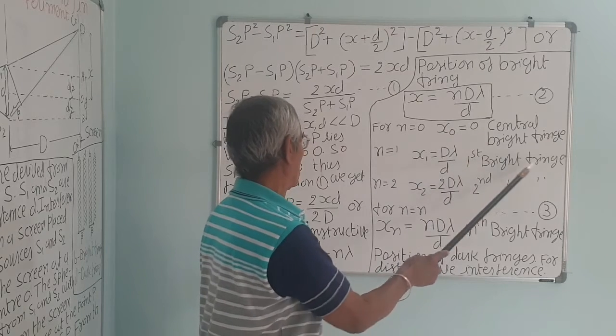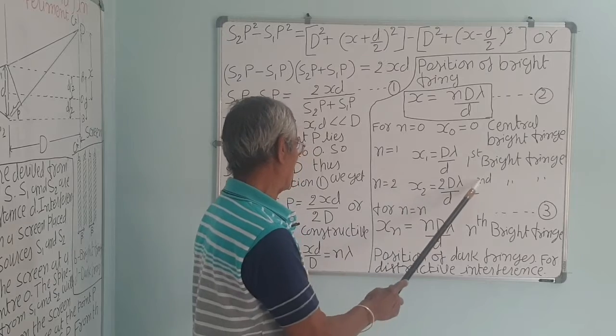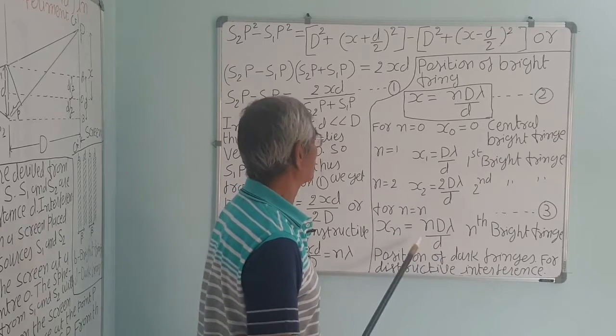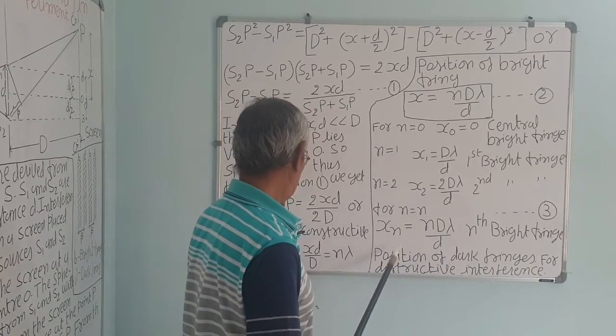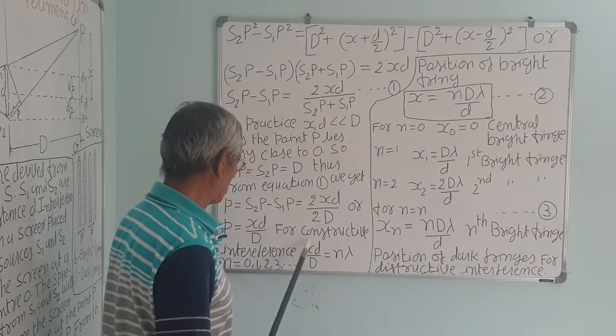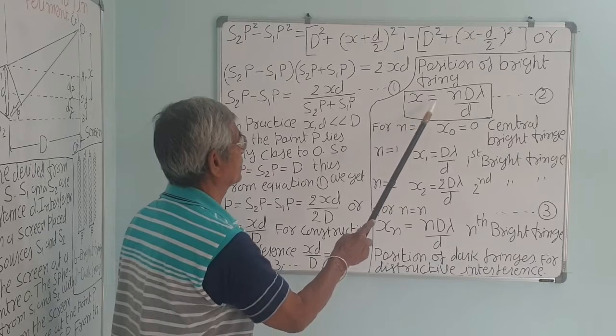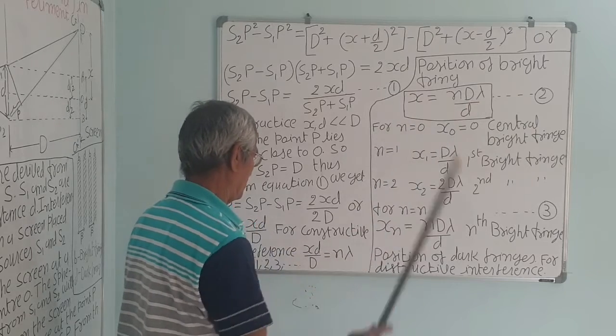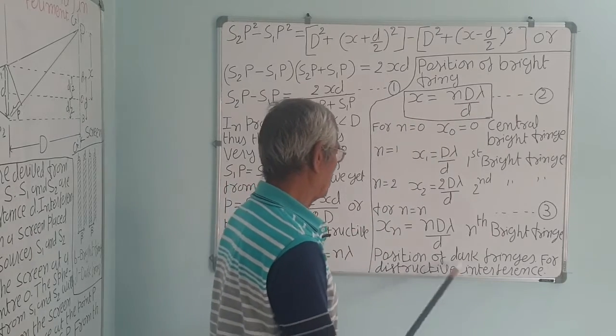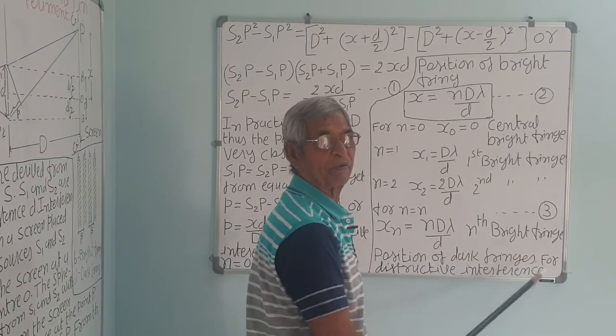The first bright fringe, n is equal to 2, second bright fringe, and so on. Correct? So what is the condition? The condition is the path difference xd upon D should be n lambda. And what is the distance? x is equal to n D lambda upon d. Correct? Now the position of the dark fringes for destructive interference.